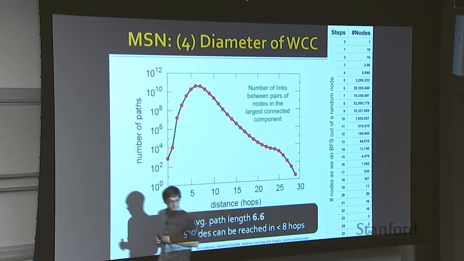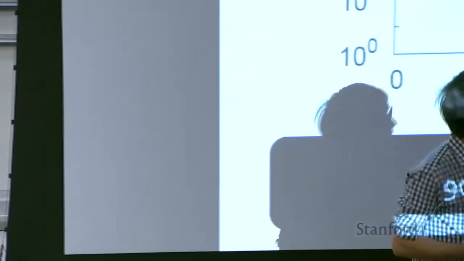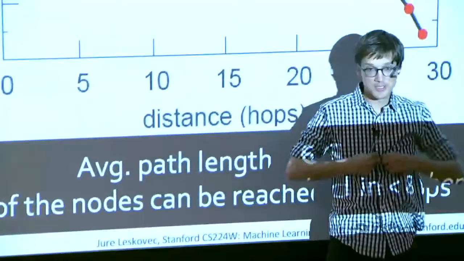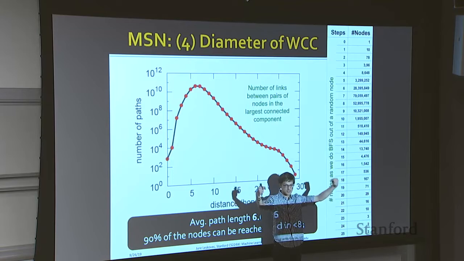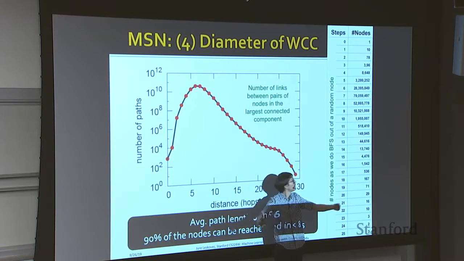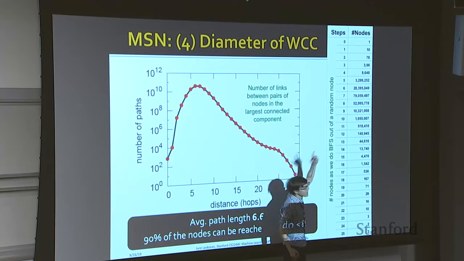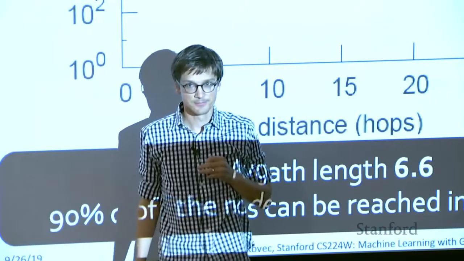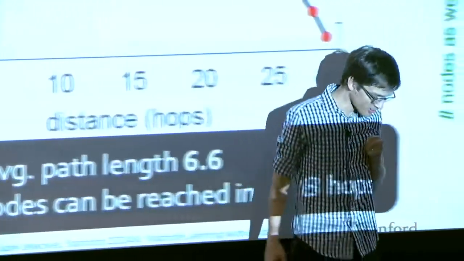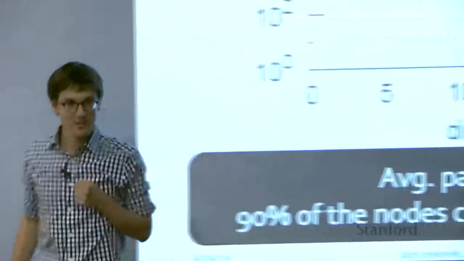Yes? For step 1, when the step is 1, it should correspond to the connected component. No, step 1 is the degree of the node. Step 1 is, I'm here, I have 10 friends, so at step 1 I see 10 people. And then at step 2, I see how many friends of friends I have, and that's 80 in this case. Yeah, what I mean is it should correspond to the clustering coefficient of step 1. Not really. It will correspond to the degree, the number of edges the node has.